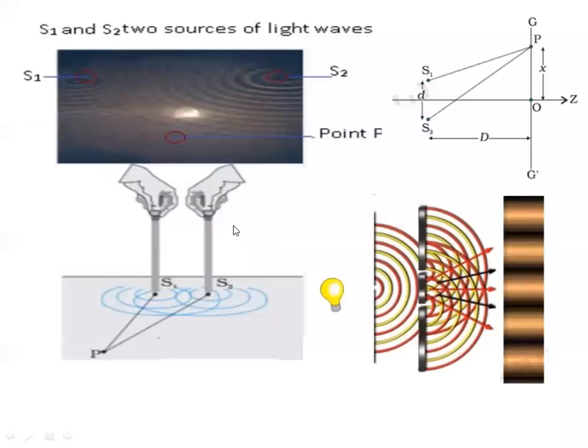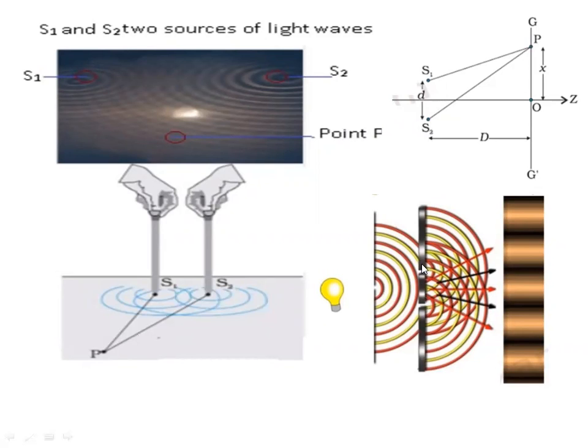Now, we will always consider two sources S1 and S2, and we will consider a point at a particular distance. That point is taken as P. As you can see here, this is the reference diagram. This is the S1 source, the S2 source, and this is the point P.